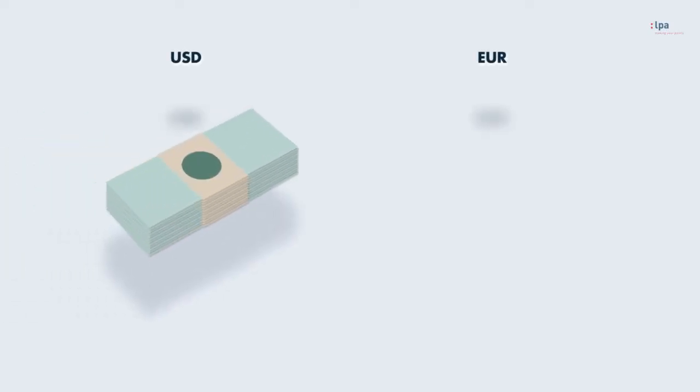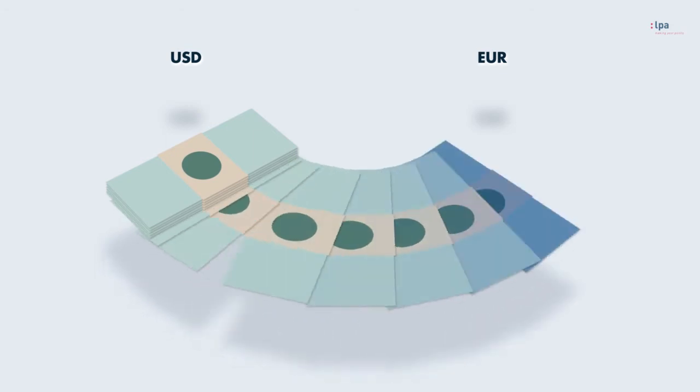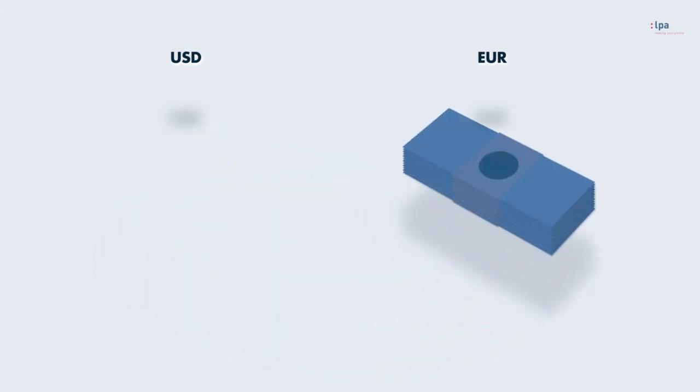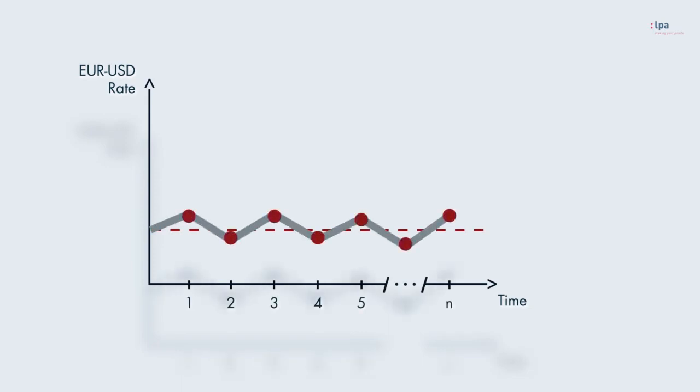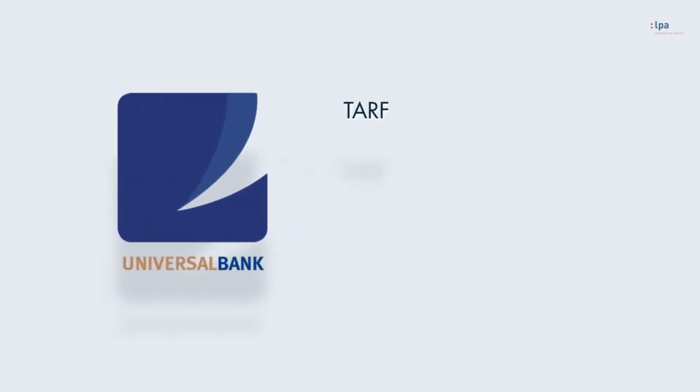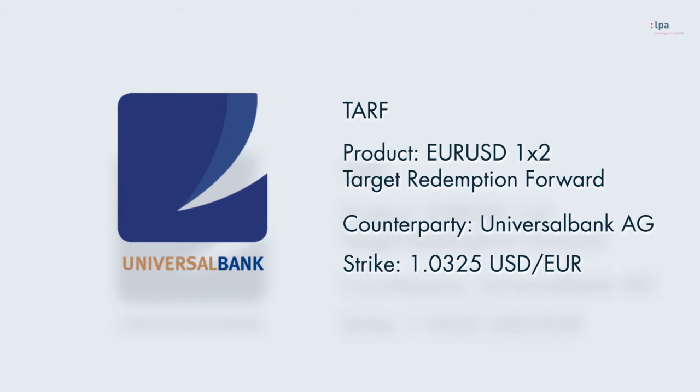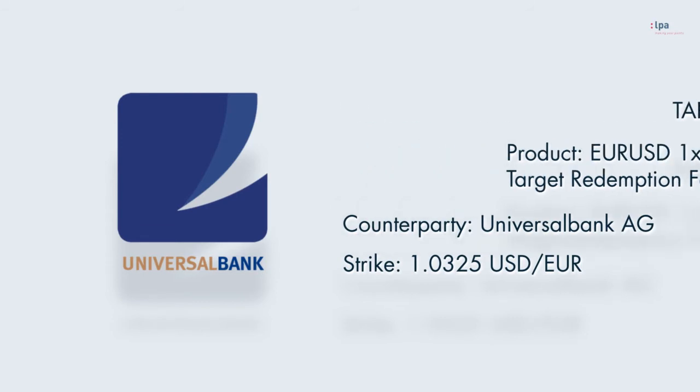Do you have regular incoming cash flows in a foreign currency and need to exchange these? Do you expect a sideways movement of the exchange rate and want to optimize it? Would you be willing to accept an early termination of the contract and don't wish to pay a premium? Then the target redemption forward, or short TARF, might be just what you're looking for.